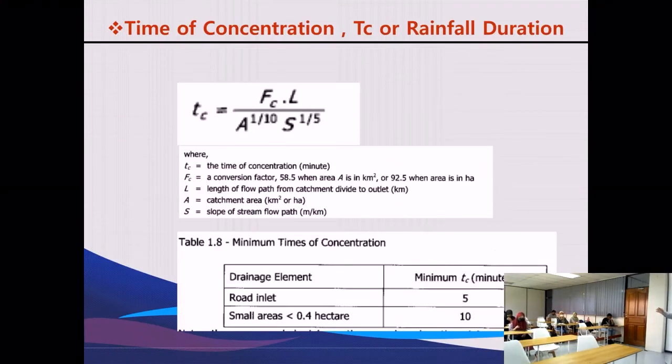Okay. Remember, just now I was talking about duration. What is the duration of rain you should use if you want to read the chart just now, or if you want to use the formula? So this is the formula for what we call rainfall duration, or sometimes time of concentration. It is the same as rainfall duration. Time of concentration means time of rain, or rainfall duration.